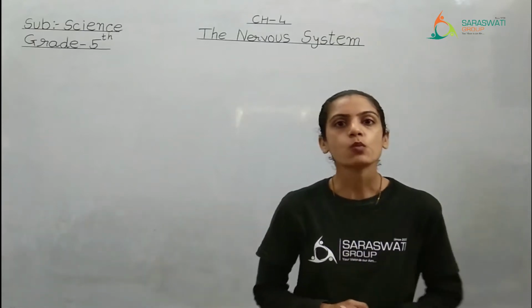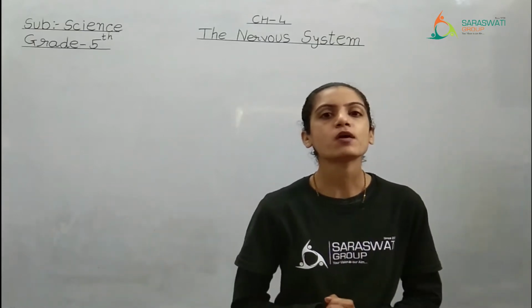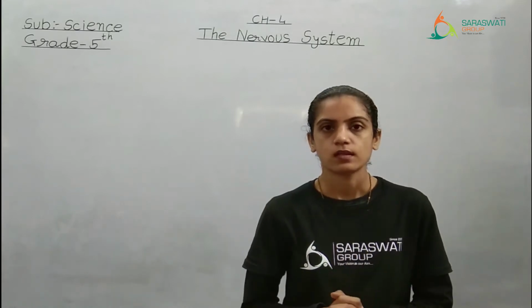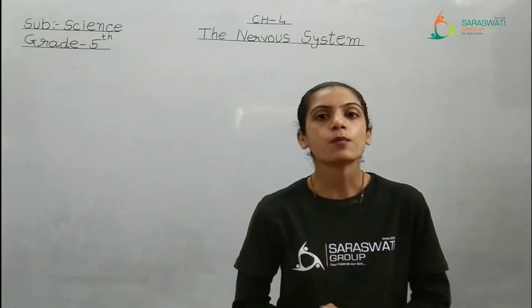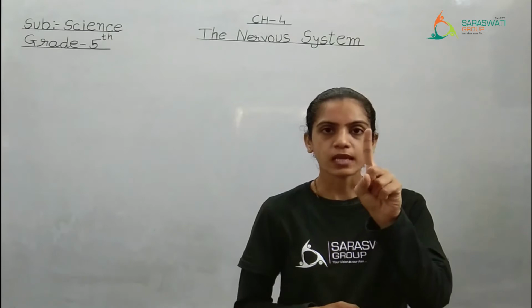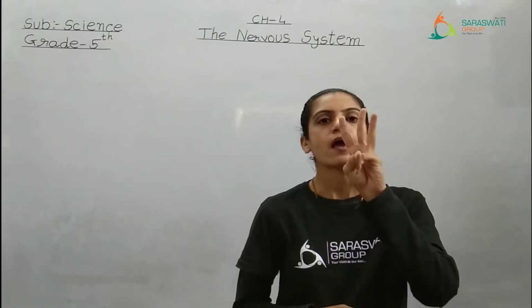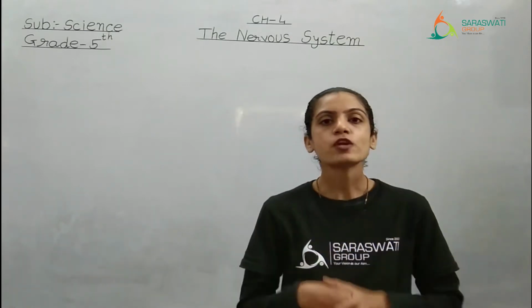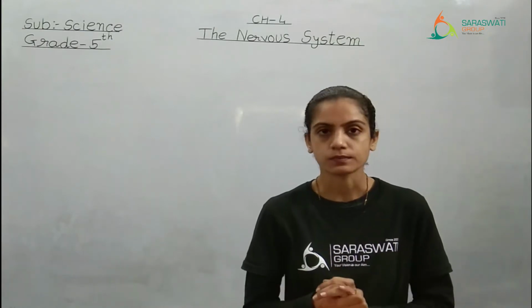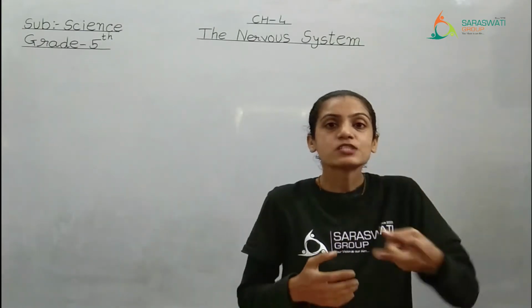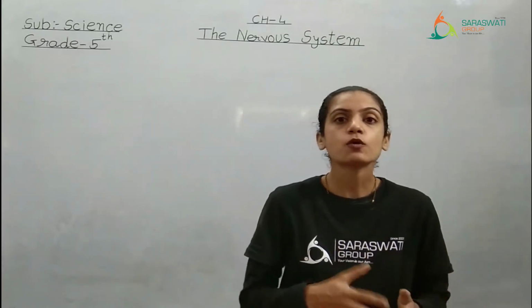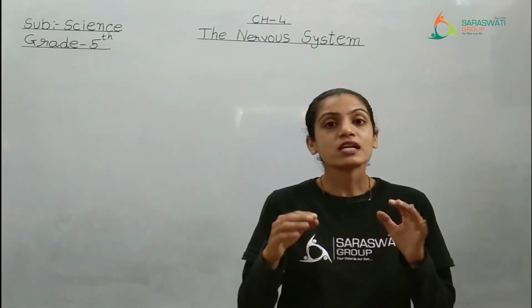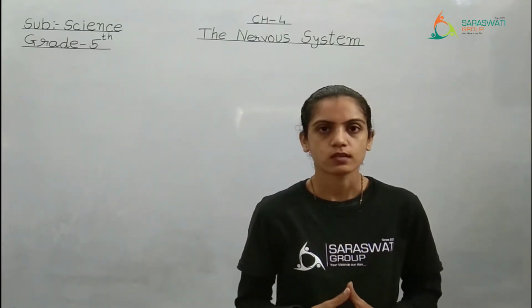Now let me ask you one thing. We have studied the basics of the nervous system: it is made up of 3 things, brain, spinal cord and nerves. From these 3 things we have completed the brain. The next 2 things, the spinal cord and nerves, we will cover in this session.